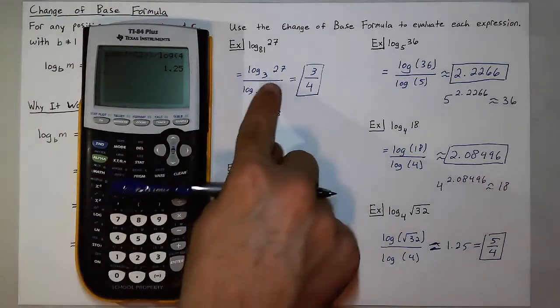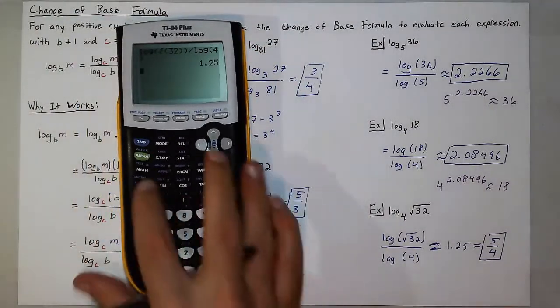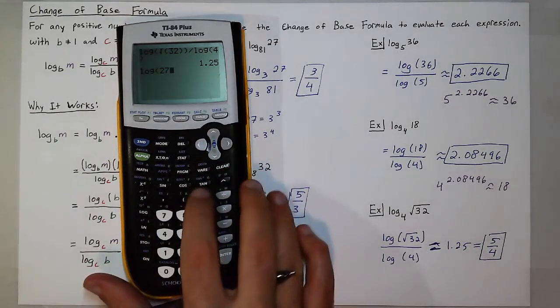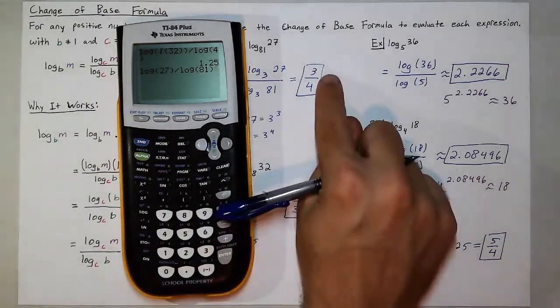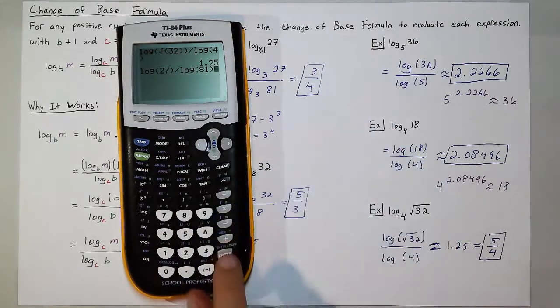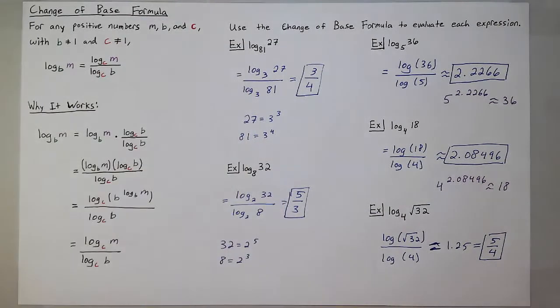Another way I could also evaluate this log is to put in log of 27 divided by log of 81. And 3/4 is 0.75, and I would get 0.75. And that is how you use the change of base formula.